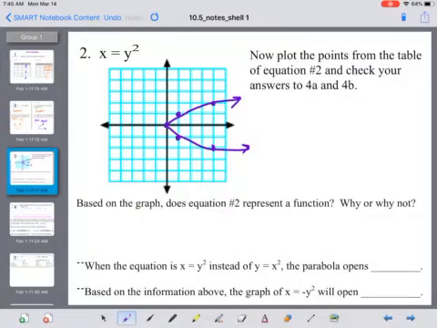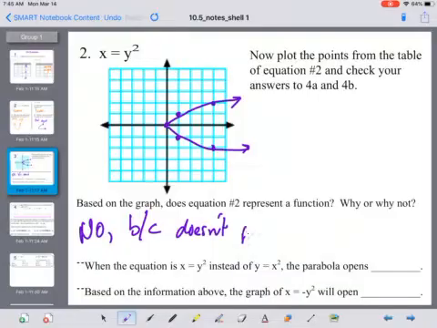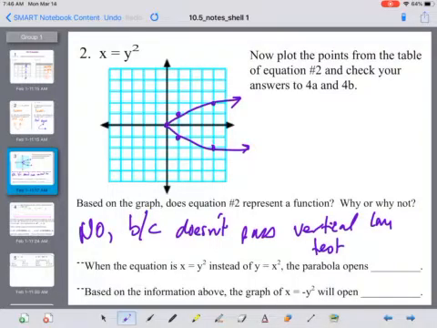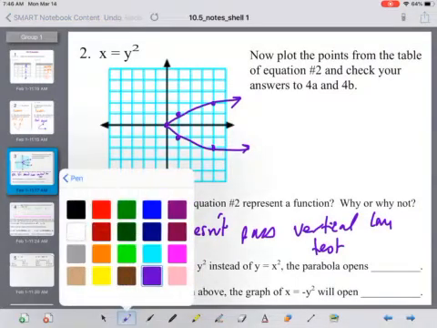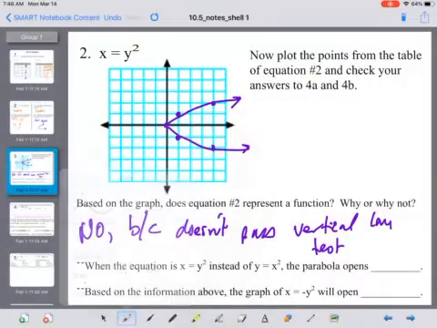So if you recall talking about functions, does this graph represent a function? And we should be able to say no, because it doesn't pass the vertical line test. So we could look at any one of these spots and say, no, it doesn't pass because of the vertical line test.